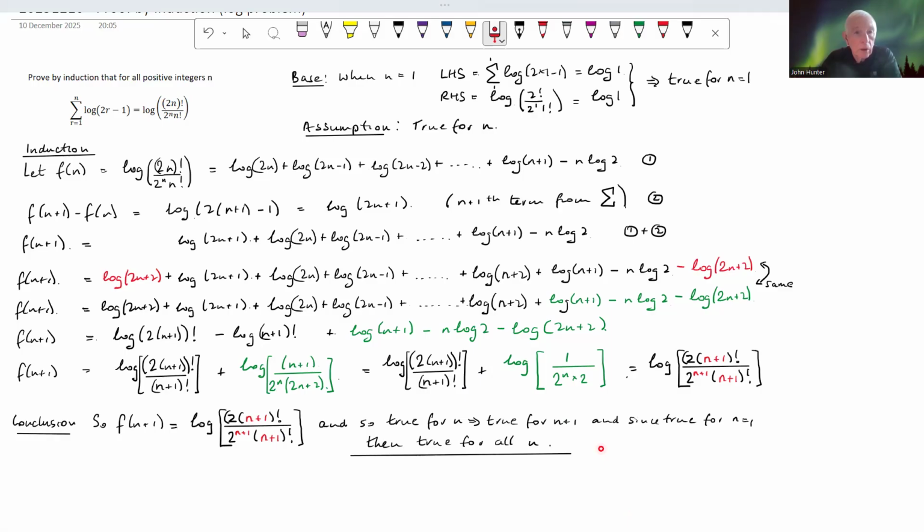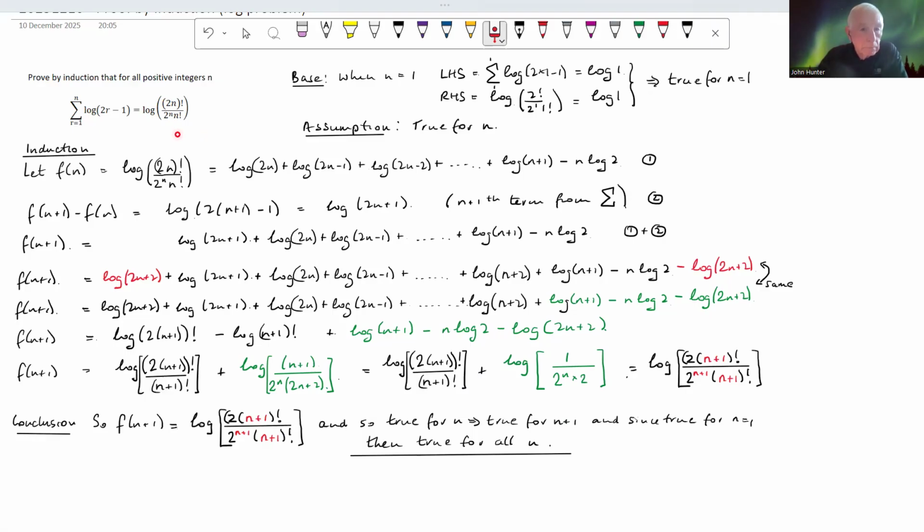Hi. So what we've got here is a worked example for a proof by induction. We'll prove by induction that for all positive integers n, the sum from r = 1 to n of log(2r − 1) is equal to this log here, (2n)! divided by 2^n times n!. Now it looks a bit of a beast, and to be perfectly honest, it really is one of the harder problems of this type.